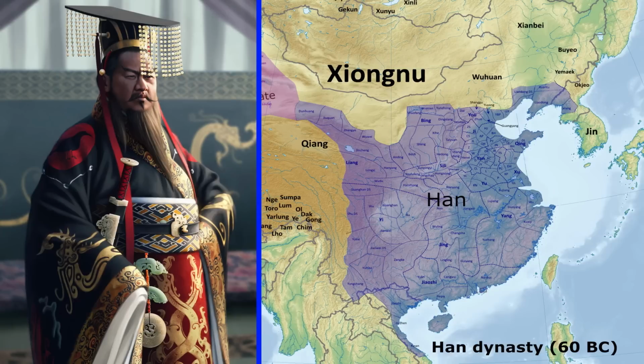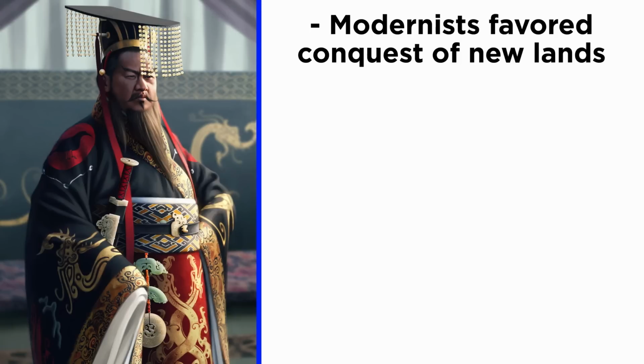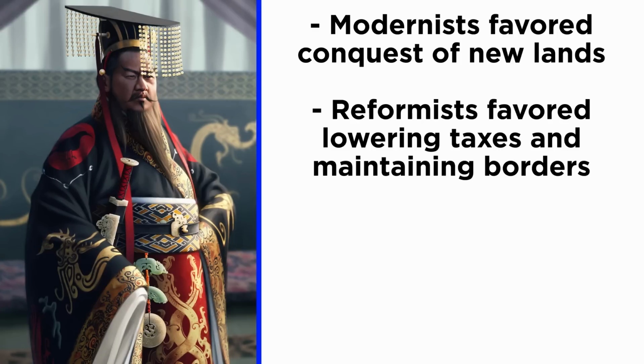In the 1st century BCE, there was a change in government policy, whereas the modernist faction that had dominated during Emperor Wu's reign in the late 2nd and early 1st centuries favored the conquest of new territories, which was paid for by government monopolies over commodities like salt and iron. By the mid-1st century, they had lost ground to the reformists, who supported lowering taxes and maintaining the current borders.